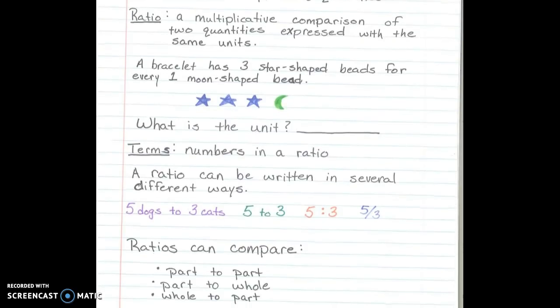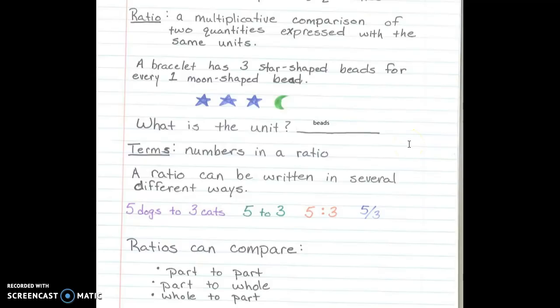If we have a bracelet that has 3 star-shaped beads for every 1 moon-shaped bead, and the quantities must have the same units, what are the units in this example? Well, the two things that are similar in this are the words beads. Our units here are comparing beads to beads.